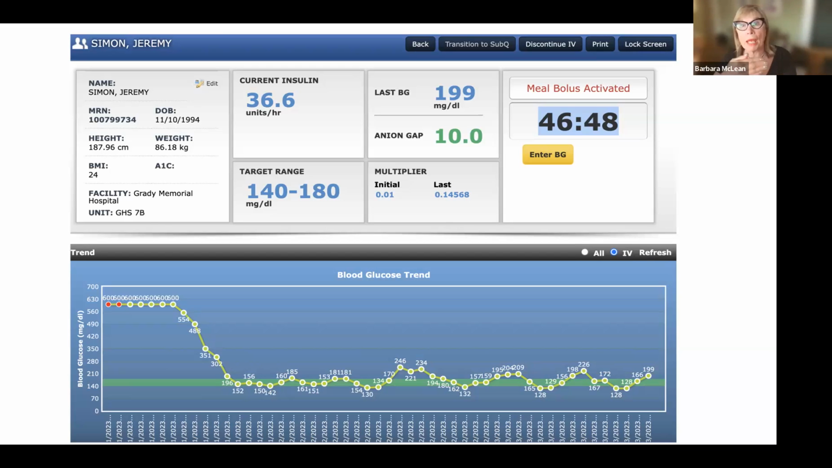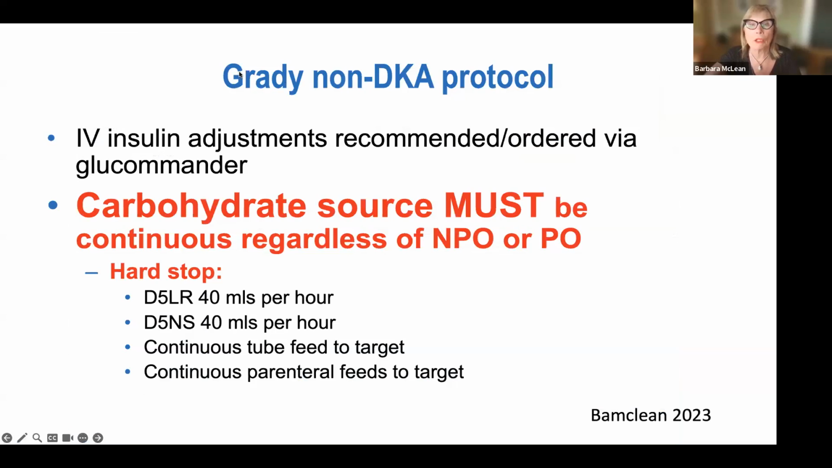Lots of times we have patients like this patient where we want to feed them before we take them off of IV insulin. Your nurse, I train everyone I can, but we turn over a lot. Nurses get trained by others. They might miss some points. It's a lot of information. We have to always tell Glucommander that we're feeding the patient. And we're going to take a look at that a little bit later.